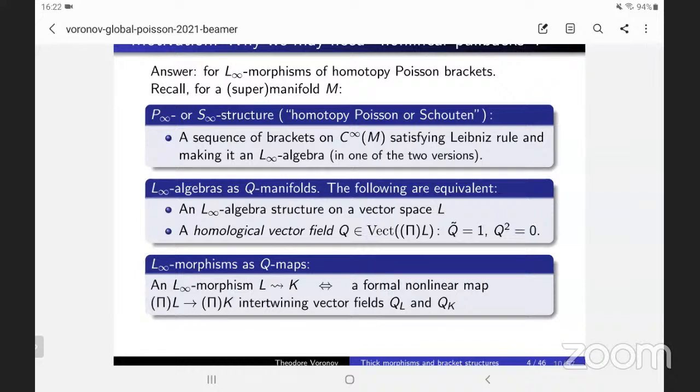And the whole non-triviality of such an L infinity morphism is in allowing non-linearity for these maps of supermanifolds. So these are maps between vector spaces treated as supermanifolds. But an interesting case is when the map is non-linear.